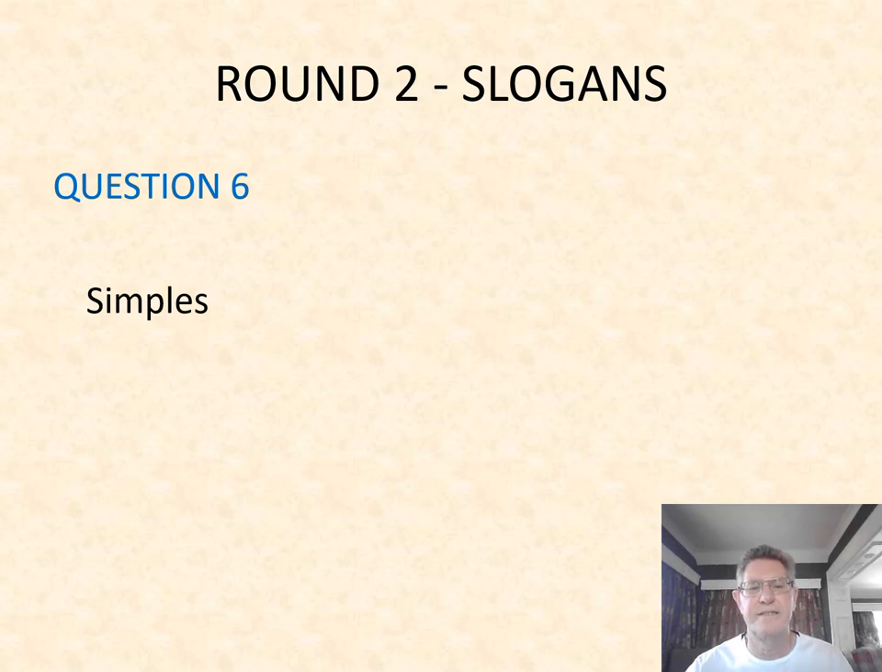Number six, simples, getting shorter and shorter. Simples, what do you associate with that slogan? I don't know if you can call one word a slogan, but hey, simples.